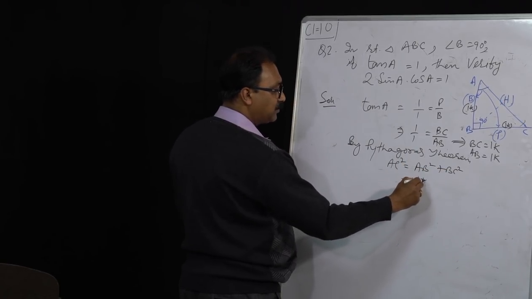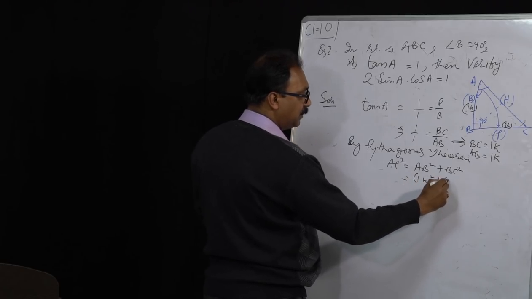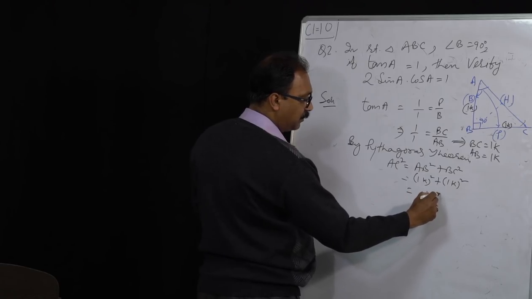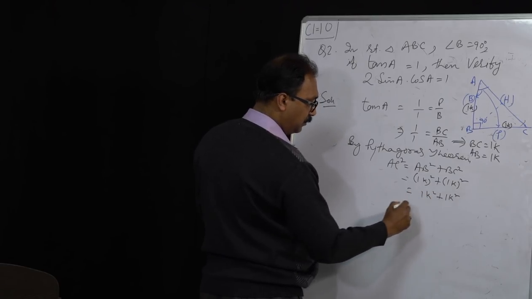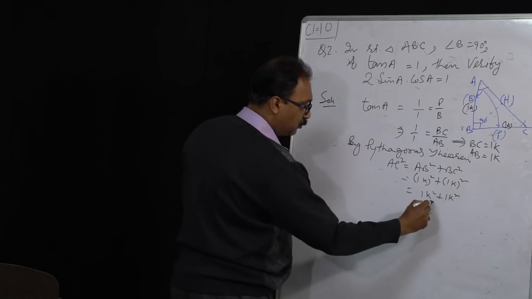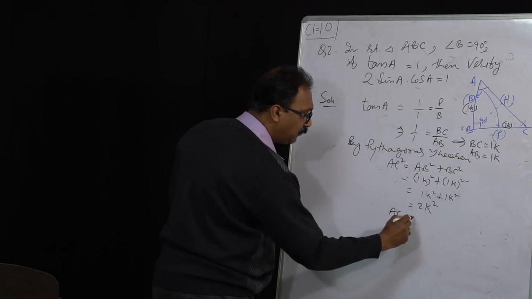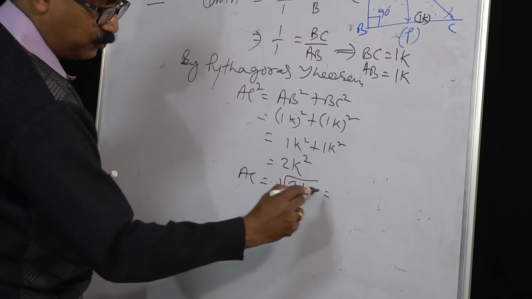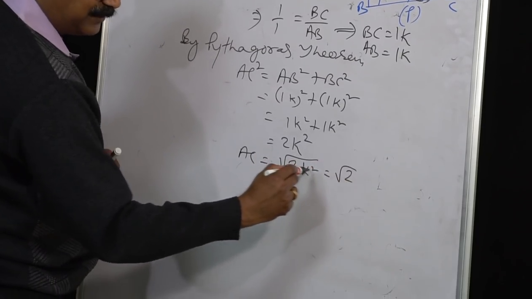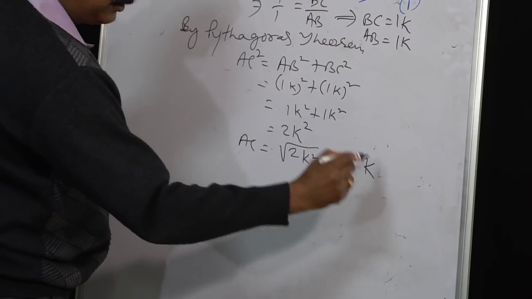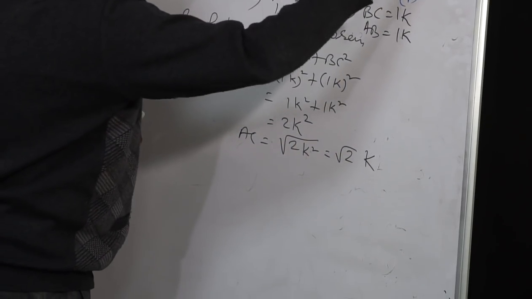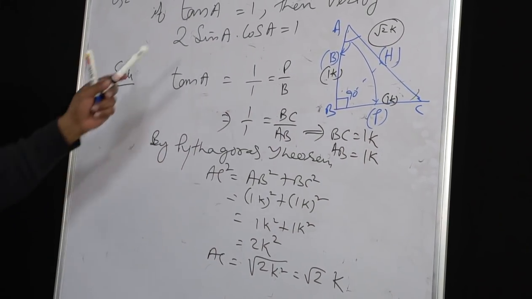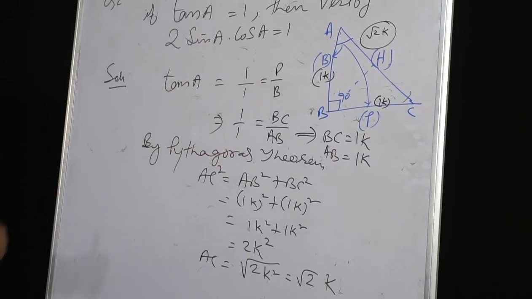So it is 1K whole square plus again 1K whole square. It will be 1K square plus 1K square, which becomes 2K square. So if it is AC, how to find? Root 2K square. So it becomes root 2, and K square root is K. So we got here root 2K. K is not under root. Clear? Now we have to prove this. You know all the values, easily we can find this.